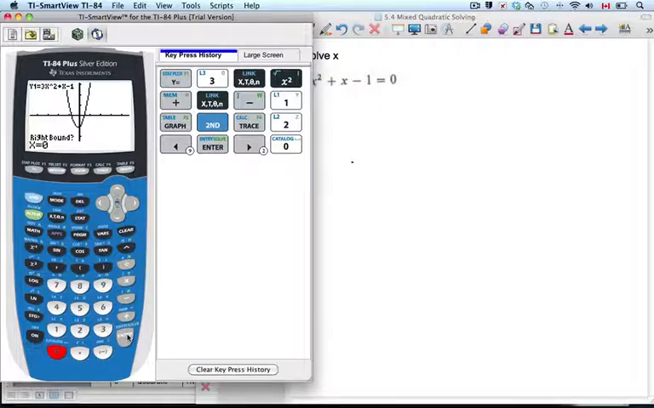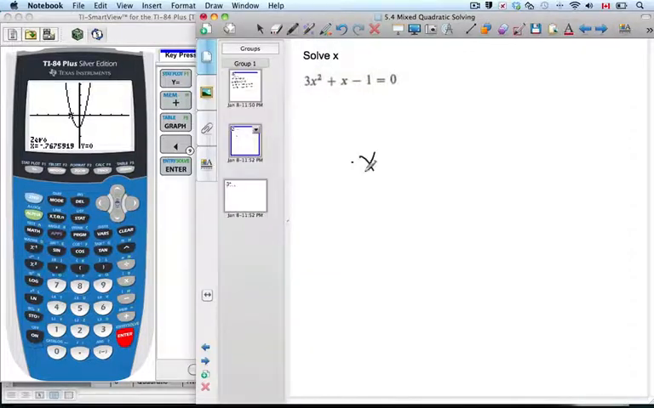So I know it's going to be somewhere between those values, and then I have to guess. And I get -0.768. Not a very pretty number. But x is approximately equal to -0.768.